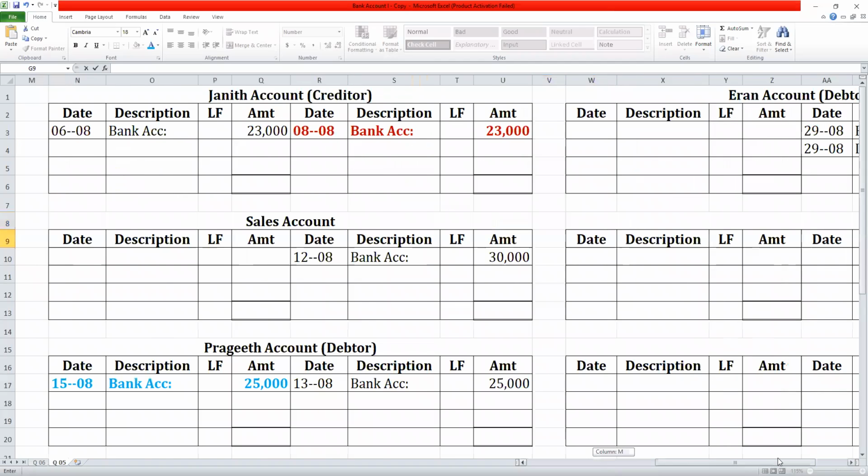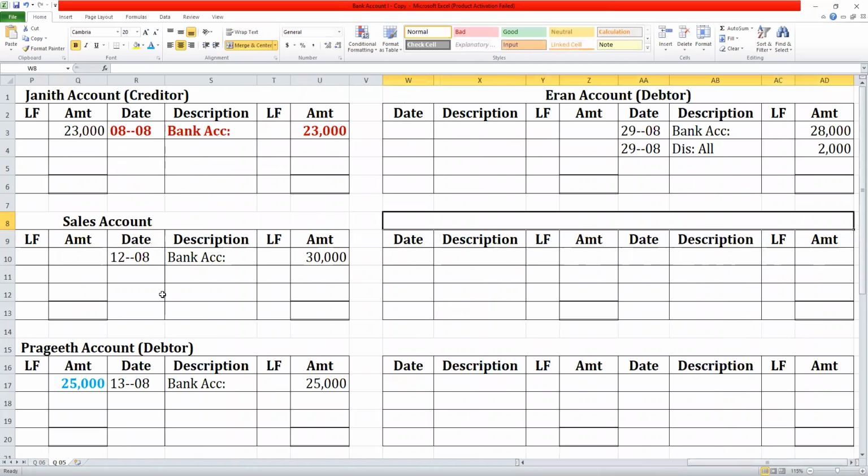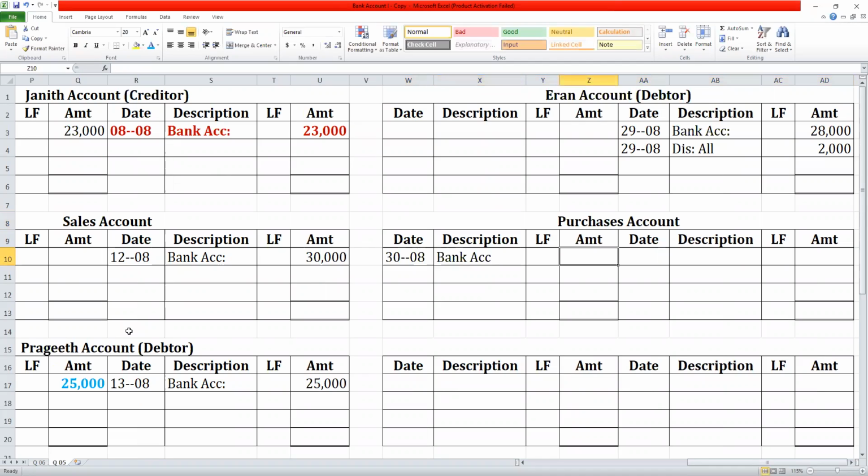And open an account for purchases, where purchases is an expense. On this date, 30th of August, we have purchased 29,000 through a check. Debit the purchases and credit the bank. Okay? Good. We only have two more transactions left.